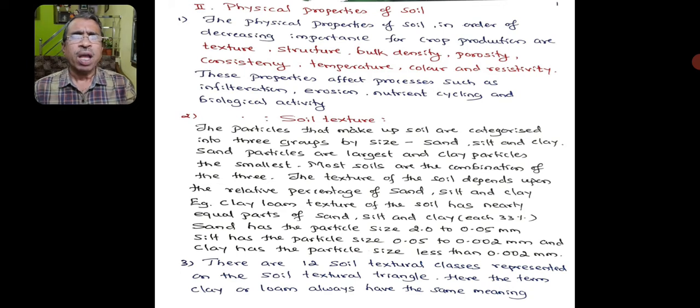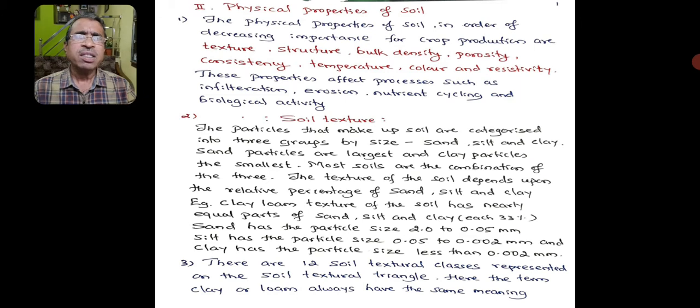For example, we have the clay loam texture of the soil. This clay loam has nearly equal amounts of sand, silt, and clay. That means it contains 33% sand, 33% silt, and 33% clay.